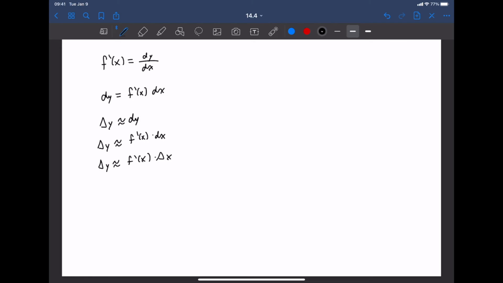It might remind you of a mean value theorem type of statement, which is that the slope of a secant line, the change in y over the change in x, can be estimated with the derivative, especially on small enough intervals, as long as the function behaves nicely.